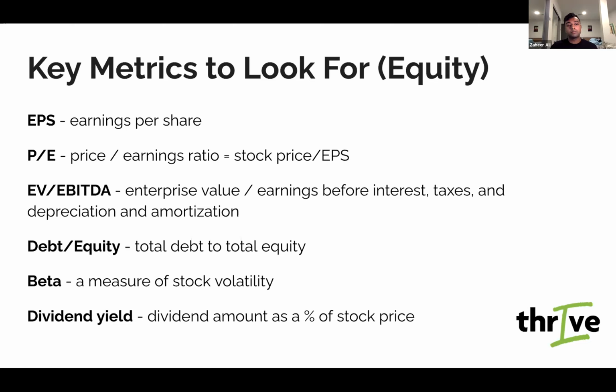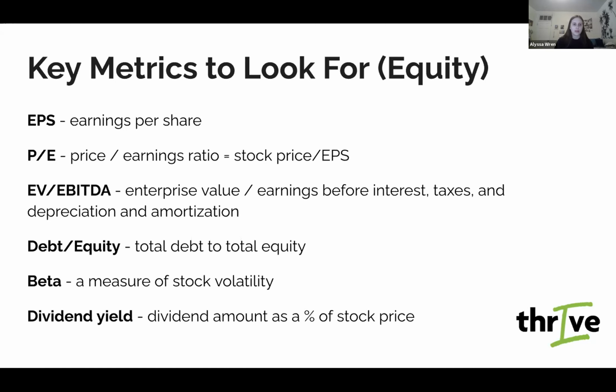And then beta is a measure of stock volatility. A beta of one tells you that the stock price historically has moved along with the market, almost equal to the market. A beta of less than one means it tends to move less than the market moves, and this means it's a less risky investment. And if it's greater than one, it tends to move up and down a lot more than the overall market.